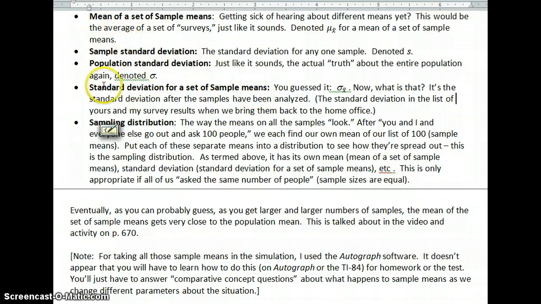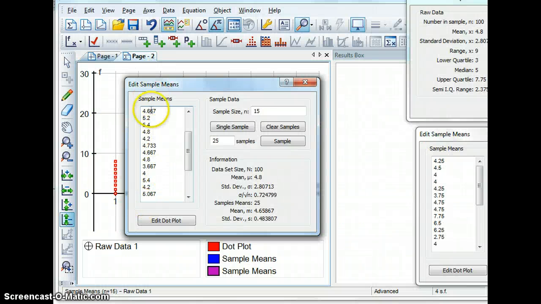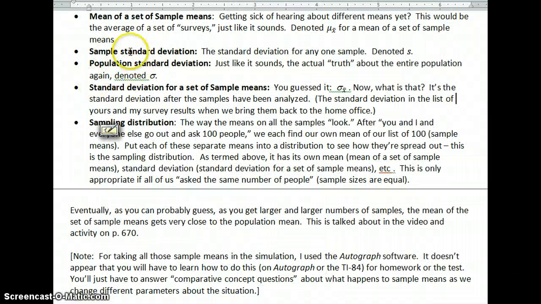Sample standard deviation would just be the standard deviation within one sample. Standard deviation for a set of sample means was the thing I was talking about before, which is the standard deviation among this list. Standard deviation in one sample, I don't see here. Actually, it is. It's 2.8. I think that's the population standard deviation. Yeah, that's the population one. Standard deviation within this list, I have no idea what it was. This only tells me the mean for that, so it didn't even show me. That's why I didn't talk about it.